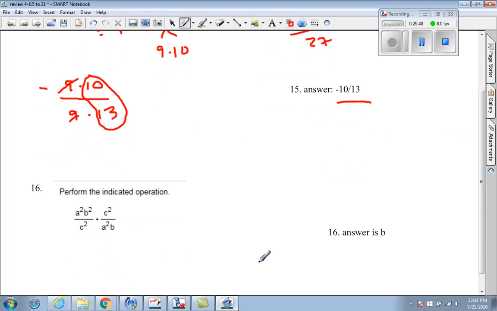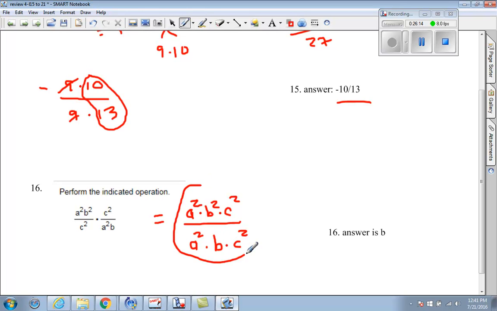All right. Now we're going to travel straight across on this one. So that's going to be a squared, b squared, c squared, all multiplied with each other. If you want, you could even put a little dot in between. Downstairs, you've got c squared, a squared, b, but it's commutative, right? So you can write it as a squared, b, c squared, just to have it neat and in order.